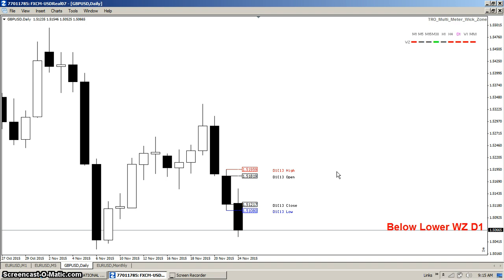Now, wick zones. Why do we want to know about wick zones? Well, if you look at the daily, you can see if you would trade out of the wick zone in either direction, you would have a profit. That should be obvious to the trader.